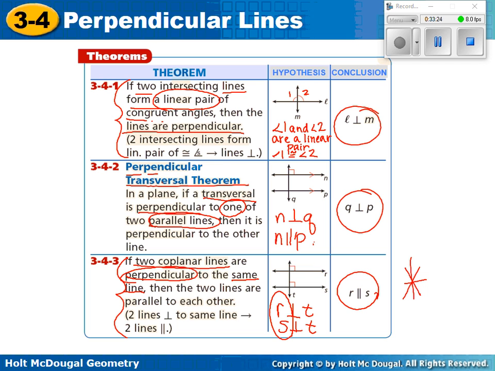Okay, so in my picture over here, I'm going to have two parallel lines and a transversal that's perpendicular to one of them. And then it'll be perpendicular to the other.